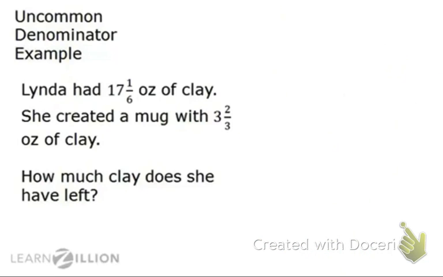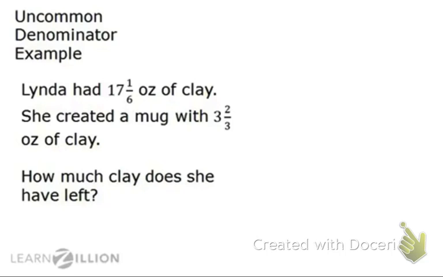Let's see how subtracting with unlike denominators works. We will need to convert the fractional parts to common denominators, regroup whole numbers into fractions if necessary, and simplify our answers using greatest common factors. In this problem, Linda had 17 1/6 ounces of clay and used 3 2/3 ounces to create a mug. We will subtract to find out how much she has left.